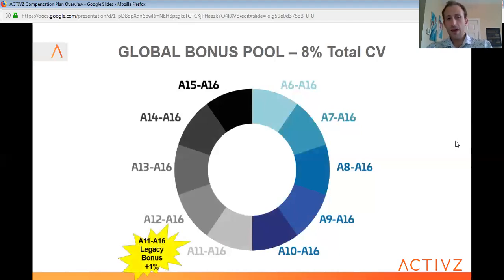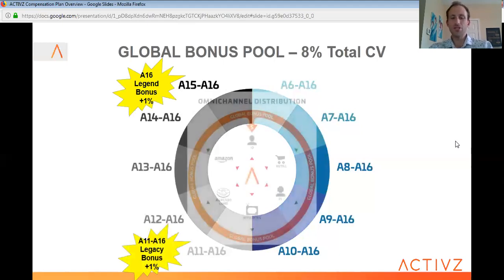So they've also added a legacy bonus. When you hit rank A11 through A16, they throw another 1% in. And then a legend bonus. When you hit the top rank of the company, A16, there's another 1%. So you're sharing that with the other A16s. It gets just very strong here with these global bonus pools. So you add that up, that's 10% that's put in that pot for sharing.